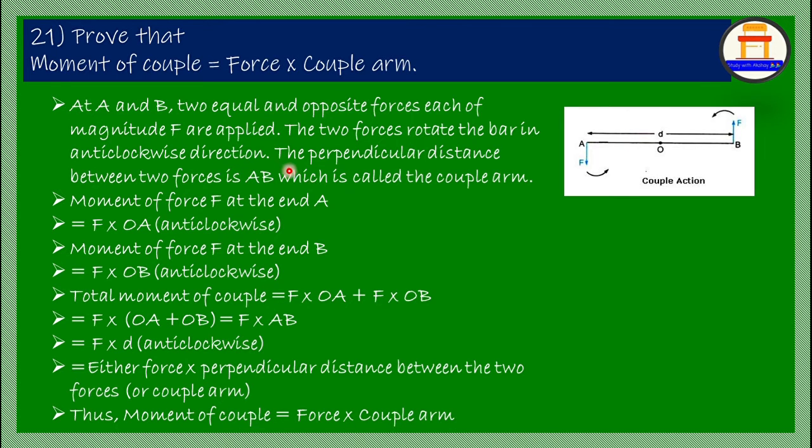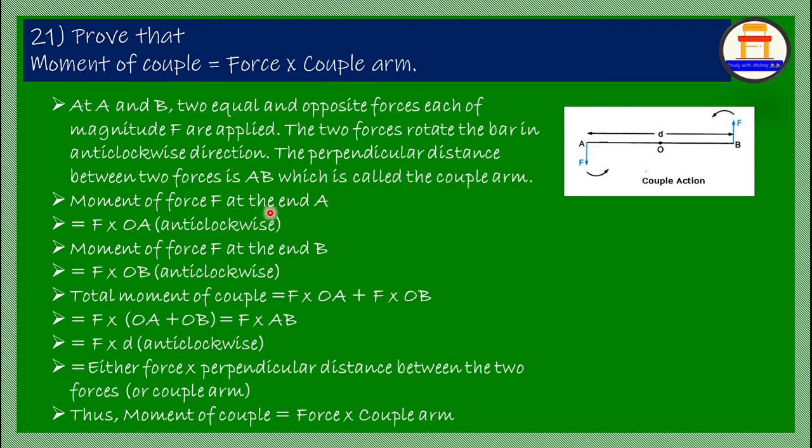Okay, it is not compulsory that you have to follow the same sequence. It would be better if you follow it, but it's not compulsory. And the perpendicular distance between the two forces is AB. AB is the perpendicular distance. We can see over here the distance is marked as D, which is called the couple arm. I have taught you this while introducing the couple concept itself.